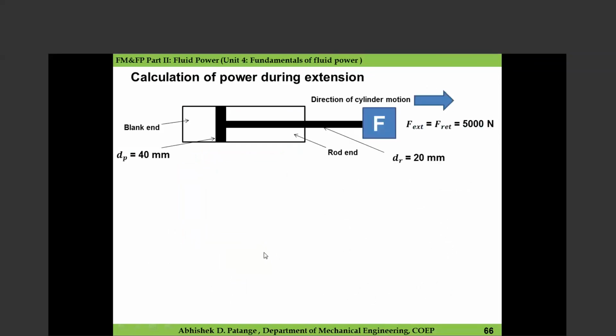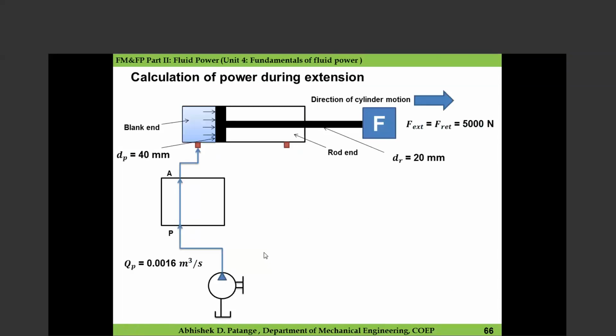So again, we will consider all these parameters with the same circuit, and now we'll try to develop the equation for power. As we know, the relationship between power, force and velocity is that power is equal to force into velocity. So our power is equal to force times velocity. So this P will be replaced by power of extension, F will be replaced by force of extension, and V will be replaced by velocity of extension.